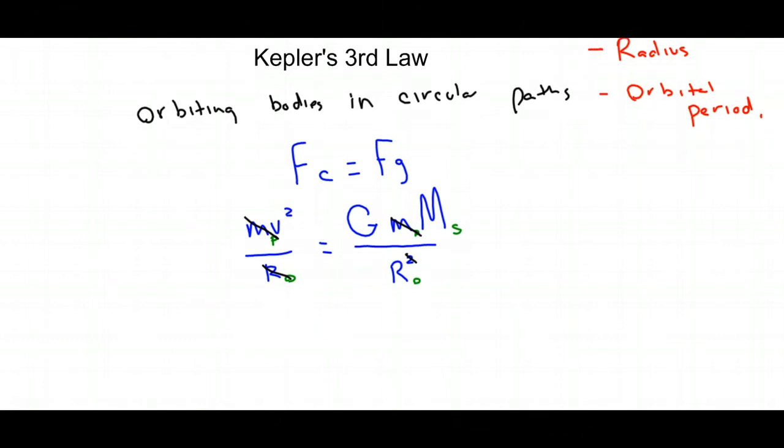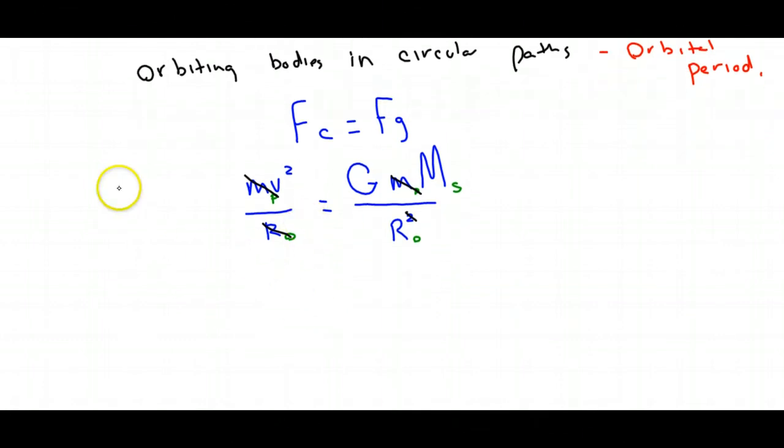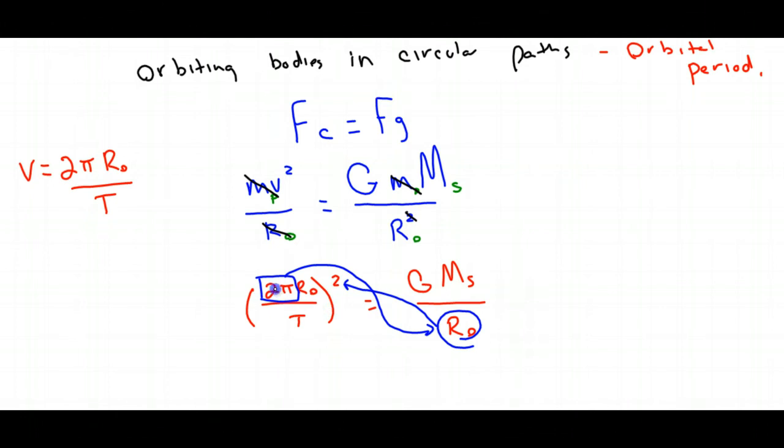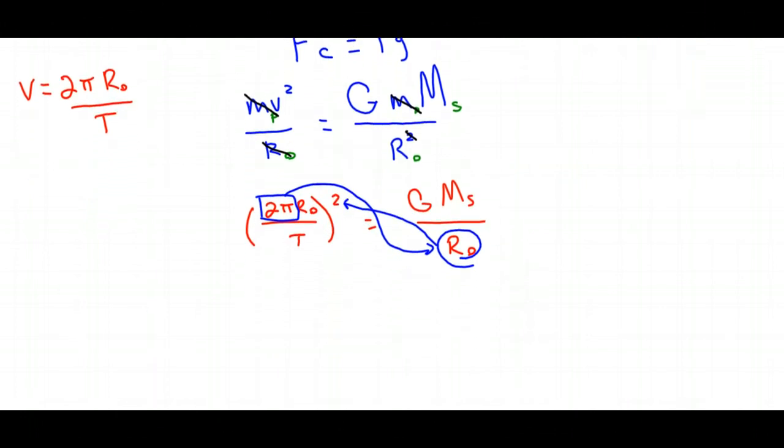Now, you may notice that in my equation so far, I've got nothing having to do with orbital period. Well, orbital period will come from the fact that v is 2 pi times the orbital radius divided by the orbital period. So when I put that into this equation, I've got 2 pi orbital radius divided by the period, squared, equals G times the mass of the sun divided by the orbital radius again. Rearranging a little bit, I'm going to bring my orbital radius over here, and then I'm going to bring the 2 pi over to this side on the bottom. Remember that I'm squaring 2 pi and r orbit, and dividing it by T squared.